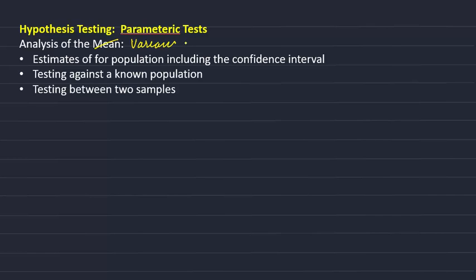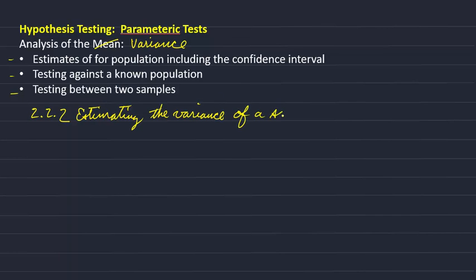So there will be 3 sections, each covering these points for the variance. And the first is section 2.2.2, in which we estimate the variance of a sampled population.